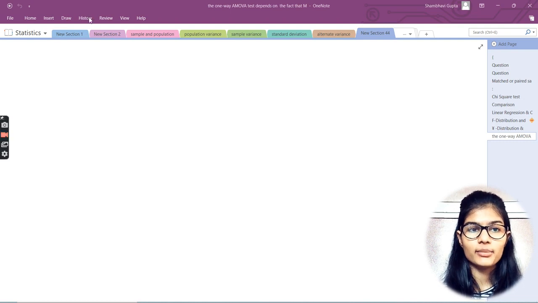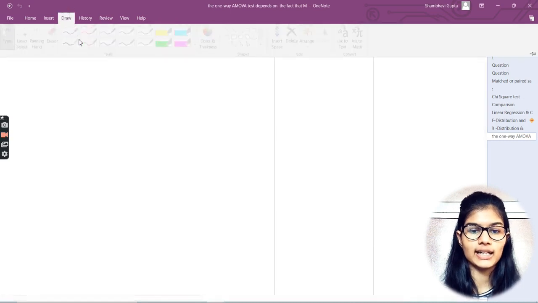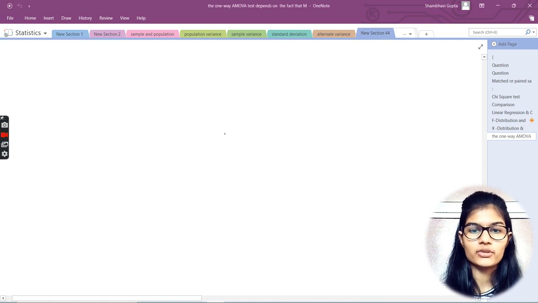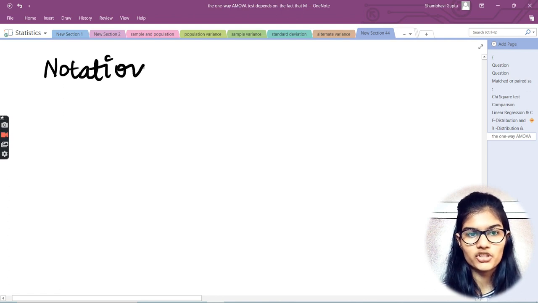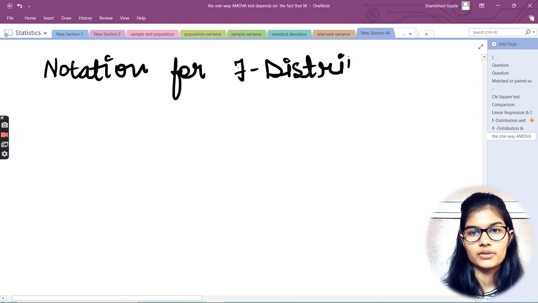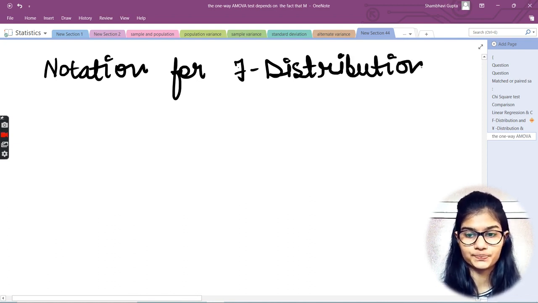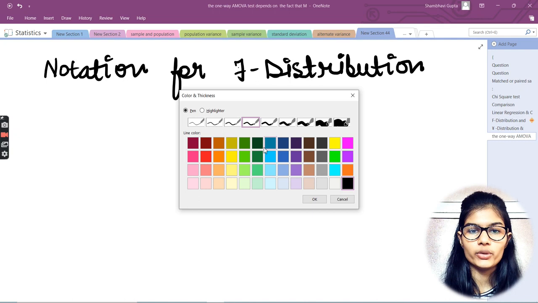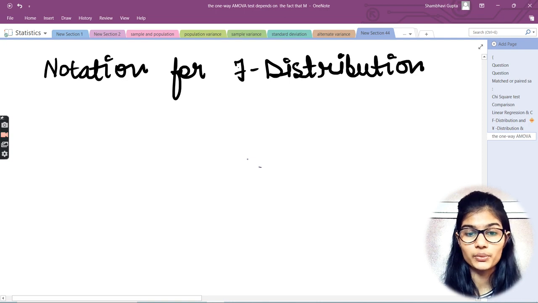So now we are going to study the notation of the F distribution, and some facts regarding the F distribution. I'll take out a color here so that I can put on the heading. Here goes the heading: notation for the F distribution. We'll see how we denote the F distribution, what symbols we use and all those things.